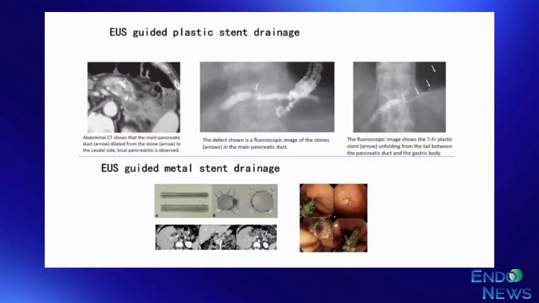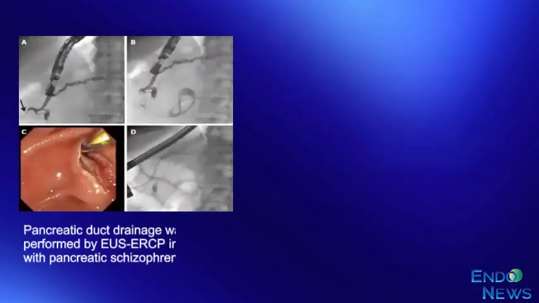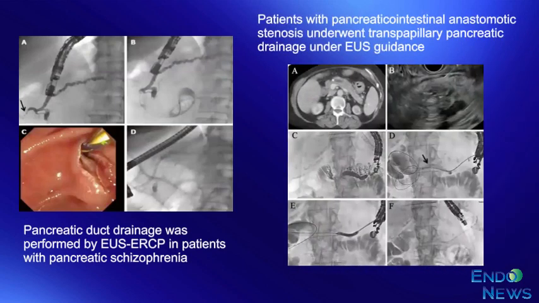EUS-BD can directly drain the pancreatic juice through the gastric wall. By stent, the EUS-RV technique can also be performed. The stent can be a plastic one, or special metal stents are also available. The left figure shows pancreatic duct drainage performed by the EUS-RV technique. And the right figure shows a patient with pancreatic intestinal anastomotic stenosis who underwent transpapillary pancreatic drainage under EUS guidance.